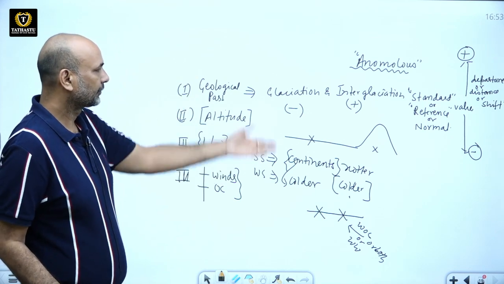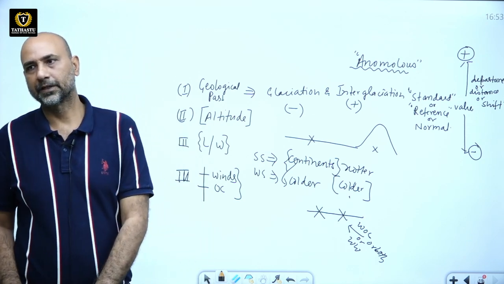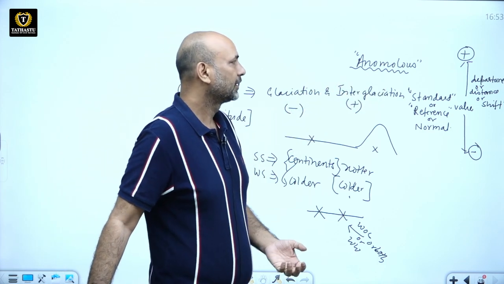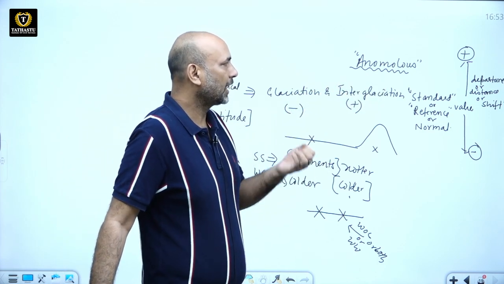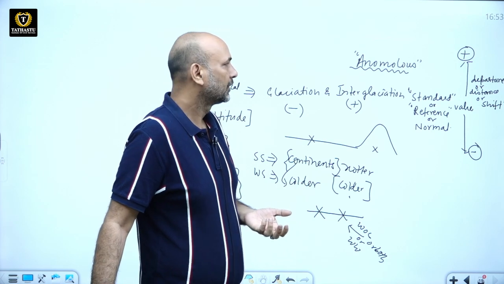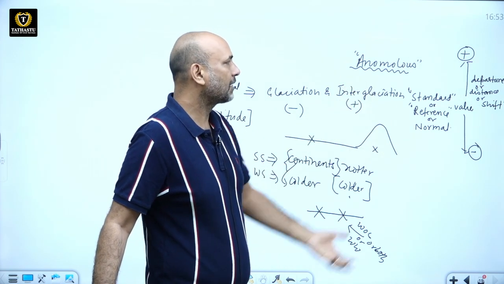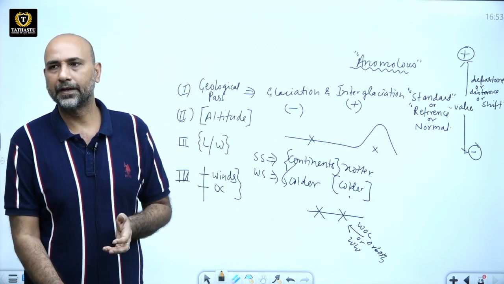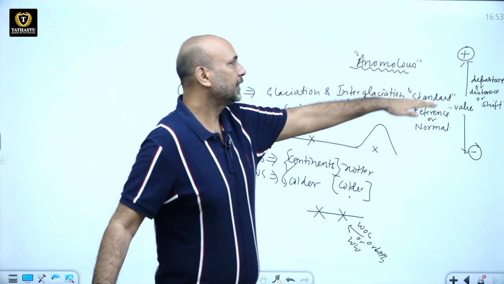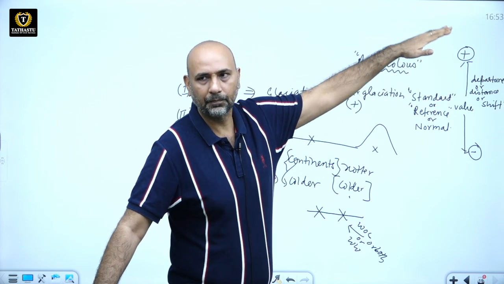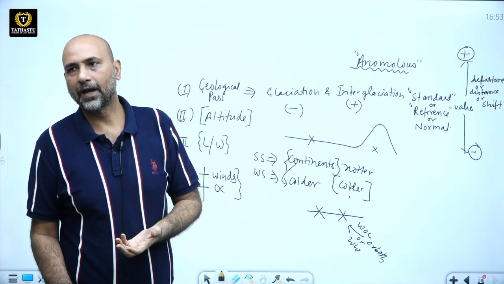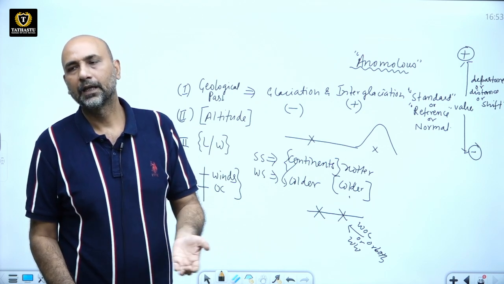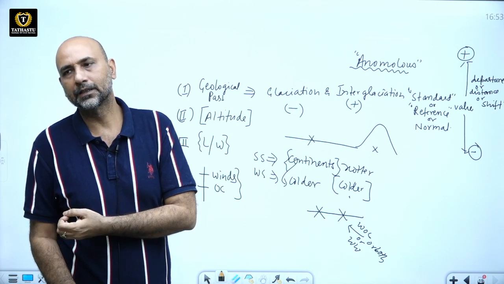So, these are the conditions producing temperature anomaly. What is the definition of anomalous temperature? A state of departure, distance or shift from the standard, reference or normal value is called anomalous temperature. Temperature we have already defined. If the shift is positive, the departure is on the positive side of the reference value, standard value or normal value, that is called positive anomaly. If it is on the negative side, that is called negative anomaly.